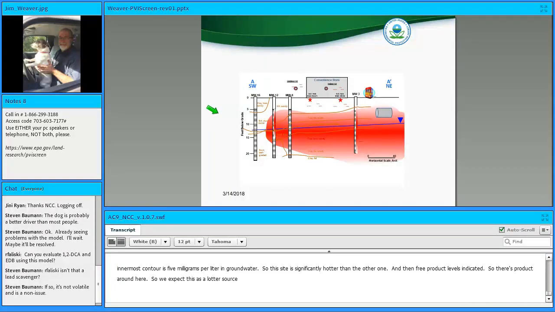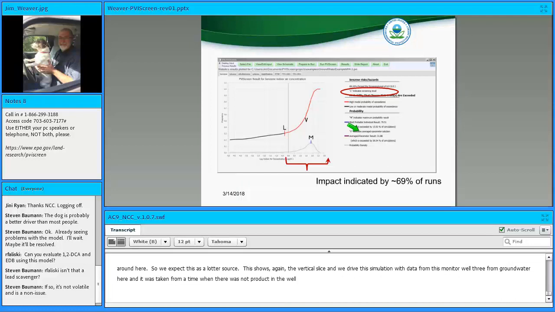This shows, again, the vertical slice. And we drive this simulation with data from monitor well 3 from groundwater data here. And it was taken from a time when there was not product in the well. Okay, so when we run it again for this situation, the main result is indicated here.